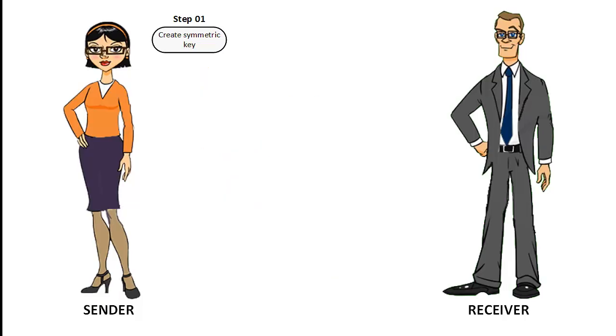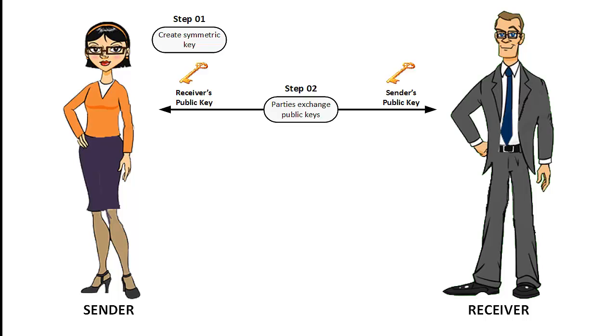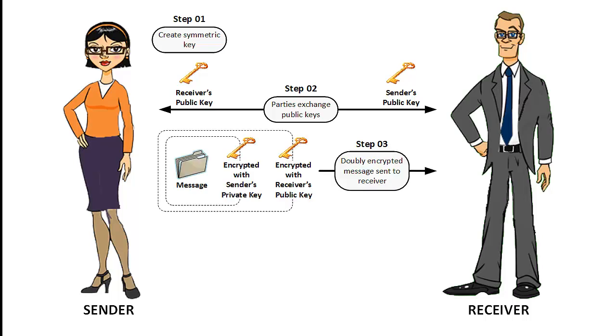In the second proposed solution, the key exchange process begins like before, with the sender creating the symmetric key. The sender then transmits her public key to the receiver and requests that the receiver send his public key. Both the sender and the receiver, of course, retain their respective matching private keys. Next, the sender encrypts the symmetric key using her private key, after which she encrypts the resulting ciphertext with the receiver's public key. The sender then transmits the doubly encrypted symmetric key to the receiver.